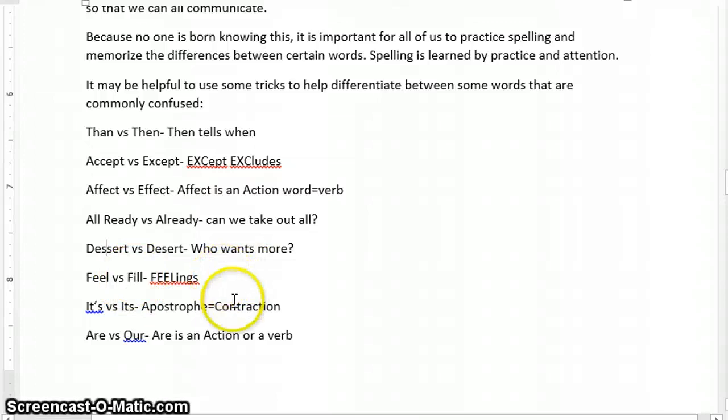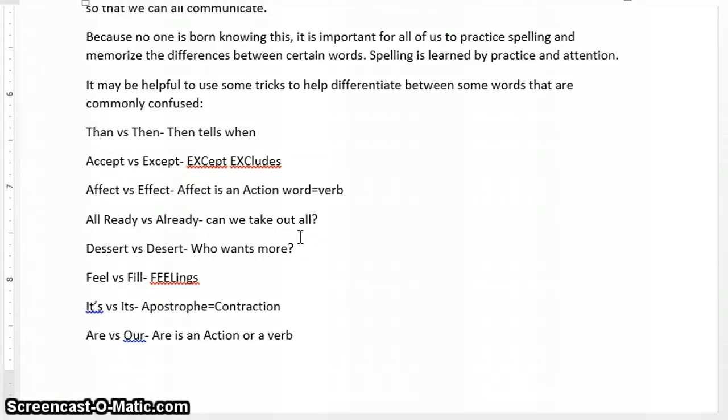Okay, it's versus its. Now this one can be slightly confusing. We tend to associate apostrophes with two things. First, contractions, which is where we've taken a word or two words and made them into one, such as it is into it's. But we also tend to associate it with possessiveness.